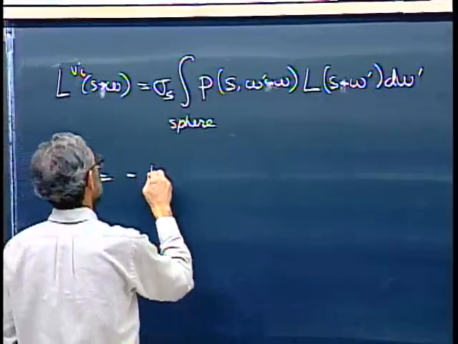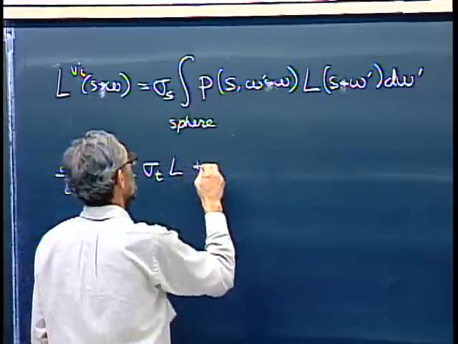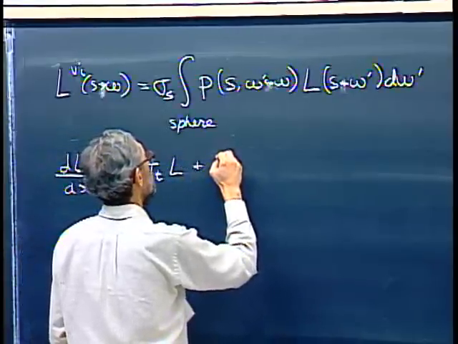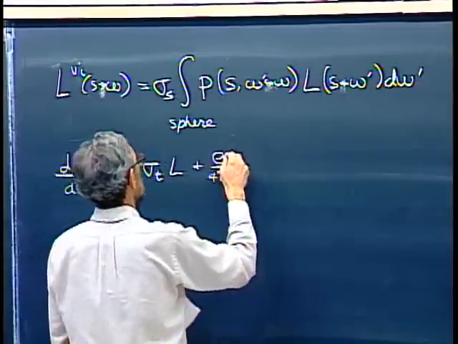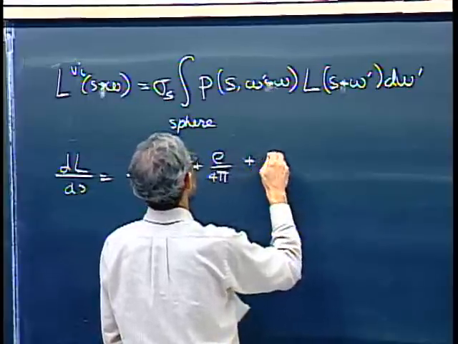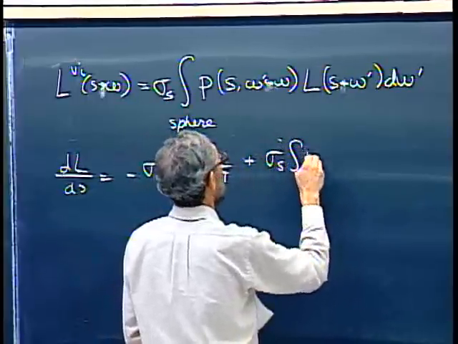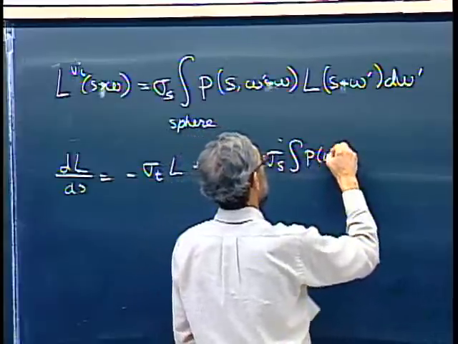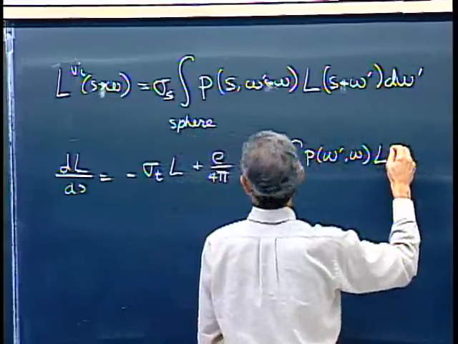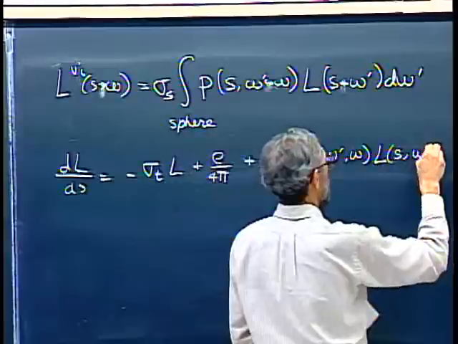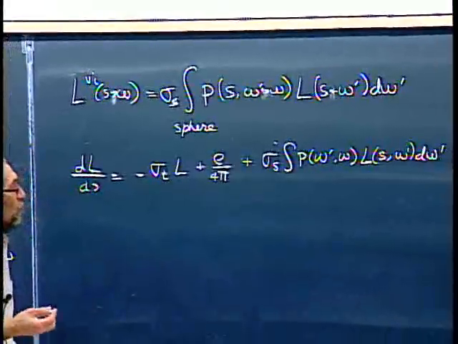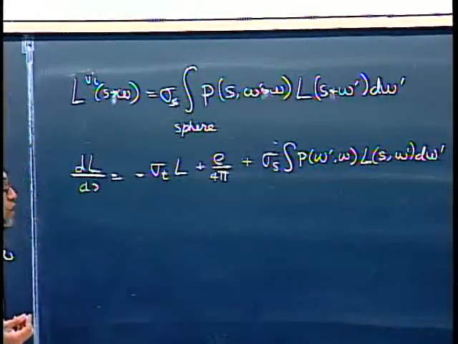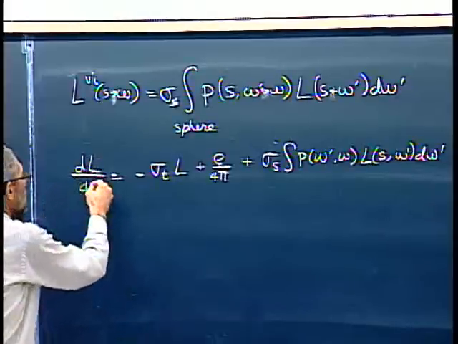dL/ds equals minus sigma t L plus the volume emission, which the book writes as E over 4 pi, plus sigma s, the integral of the phase function of omega prime, omega, times L(s, omega prime) d omega prime. So that's the full equation. It turns out if you multiply this by an integrating factor, you can turn it into a formula for L instead of its derivative.